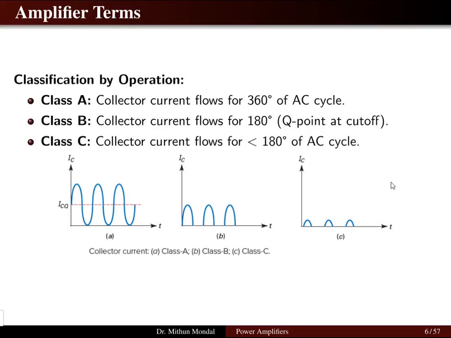When we talk about the classes of these amplifiers, in class A operation the collector current will flow for 360 degrees of the AC cycle. Here we can see the collector current with respect to time t is about the 360 degrees of the full cycle. Whereas in class B, the collector current flows only for 180 degrees. So the conduction takes place in 180 degrees and the Q point will be at cutoff. In a class C amplifier, the collector current flows for less than 180 degrees. So the conduction period of the collector current is less than 180 degrees for a class C amplifier.